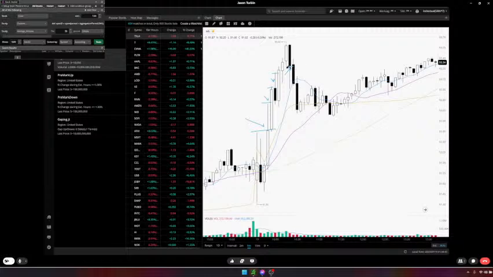I took this short, locked in some profits here. Took this short. Oh, I took that long on that VWAP bounce. And then I got stopped out. The only reason why I took that short is this is the 8 period moving average, which is basically the 2 minute 20 period moving average essentially. If we go to a 2 minute, you'll see how closely it matches.